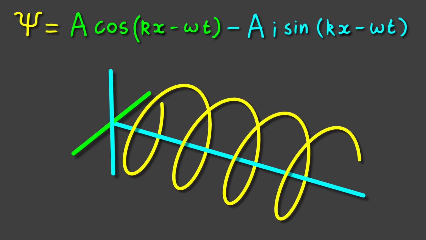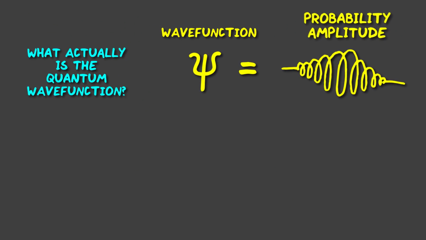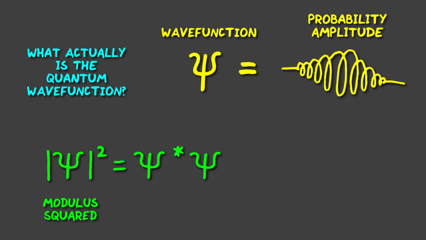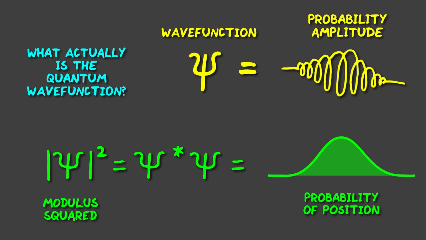So that's what a quantum wave function looks like. But what actually is it? It's called a probability amplitude, and isn't anything physical on its own, but if you take the mod squared of the amplitude, it tells you the probability of finding the particle at any point in this one-dimensional space. So we can extract the position of a particle from this wave function.